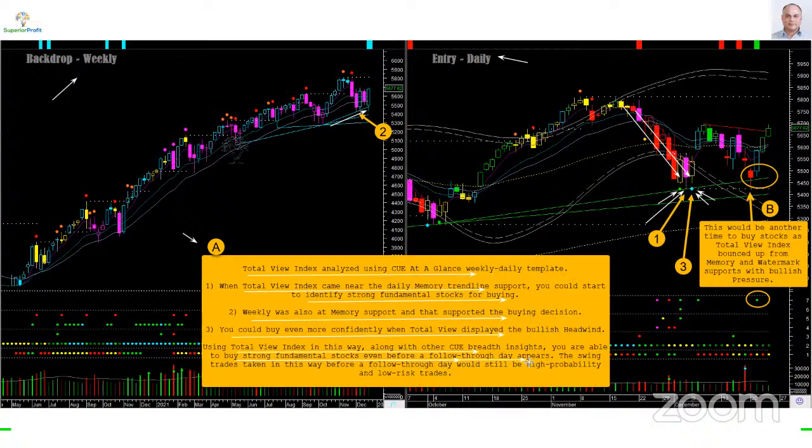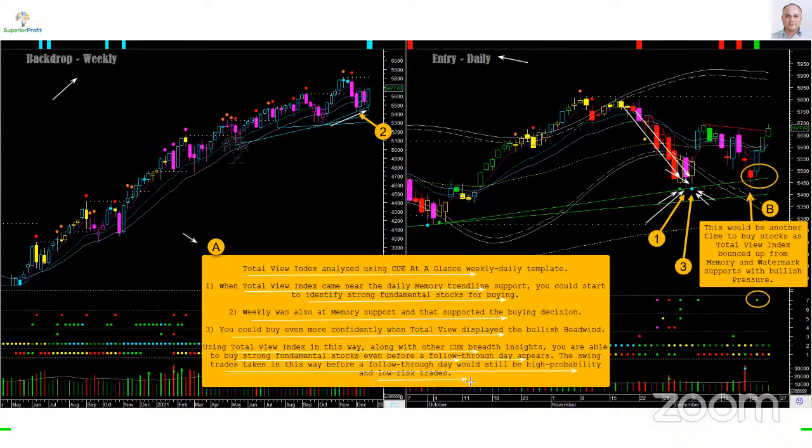Can slim traders follow the principle of follow through day? And HSI traders follow the principle of Eureka Day. But using the Q Global signals on the Total View and then combining the other breadth layouts, you could buy at this point. There was no follow through day, there was no Eureka Day, but you could start to buy with very high confidence because those trades are still high probability trades and low risk trades. The swing trades taken in this way before a follow through day would still be high probability and low risk.